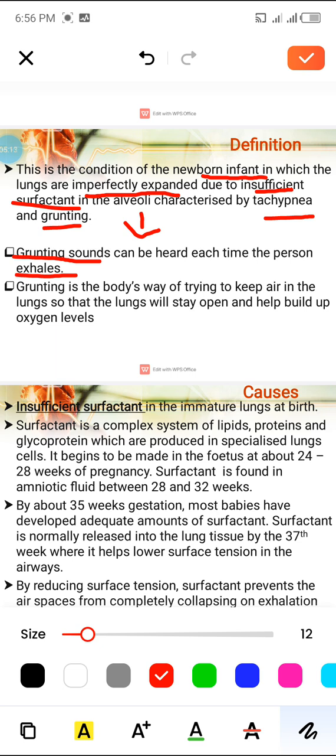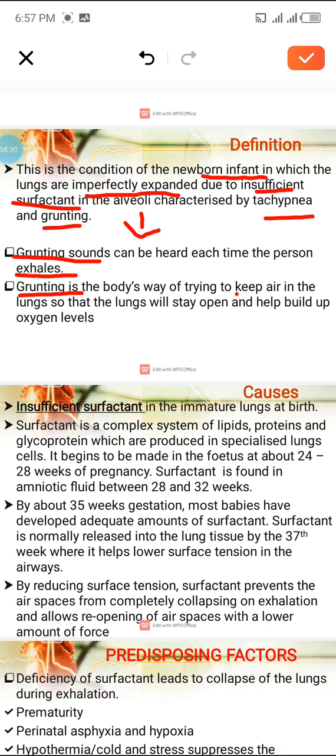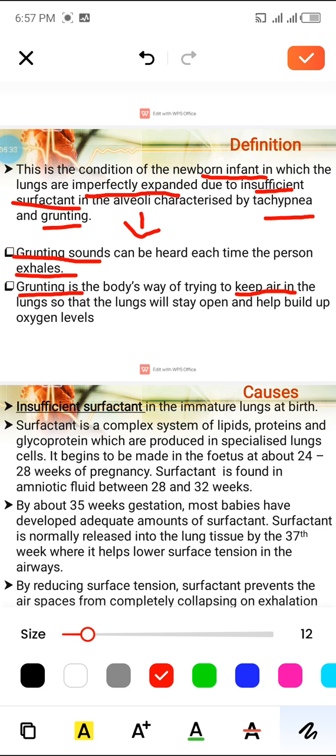Then in your NMCZ questions, you'll find they ask why grunting is important in RDS. I've put this remark here. Grunting is important in RDS because this is the way the body will try to keep air inside the lungs, so that at least there is a buildup of oxygen within the lungs. It's trying to improve the O2. That's why grunting is there. Grunting just helps the body keep the amount of air in the lungs so that there's an increase in O2.